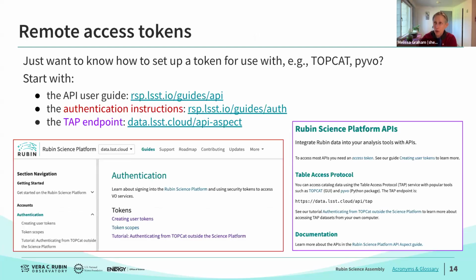All right, a word about remote access tokens. If you can log into the RSP and use the services, that's great. If you're more of a TOPCAT user, or if you use other platforms, for example, NOIRLab's Astro Data Lab platform, which offers a similar JupyterLab environment, and you want to use, for example, PyVO to remotely access and grab small amounts of Rubin data, bring them back into whatever platform it is that you're working in, or your third-party client like TOPCAT, and visualize there, that's completely possible. You just need to start by setting up a remote access token.